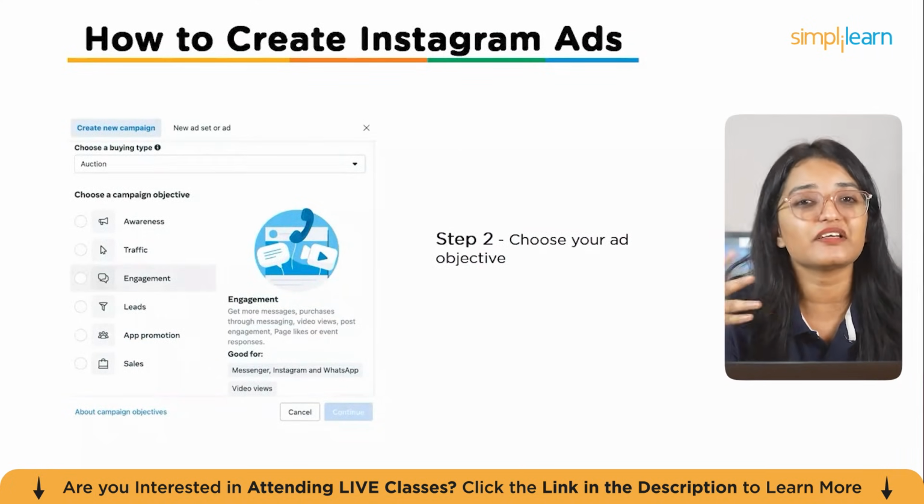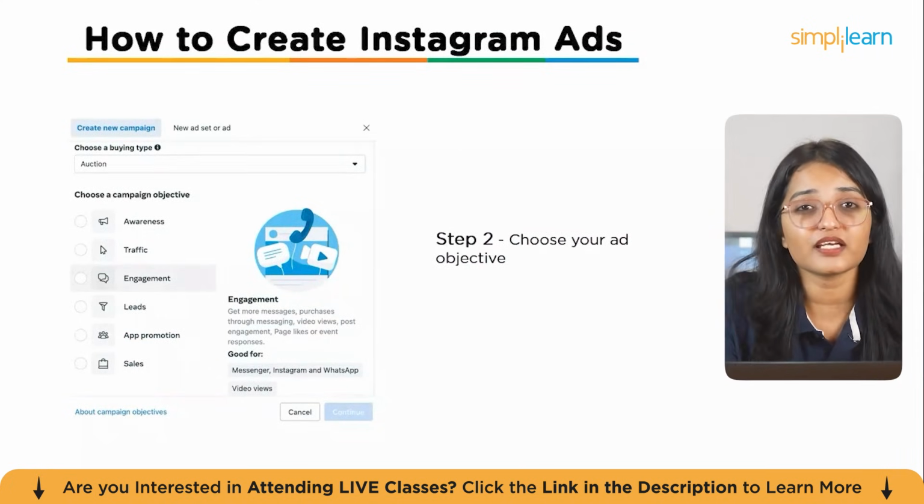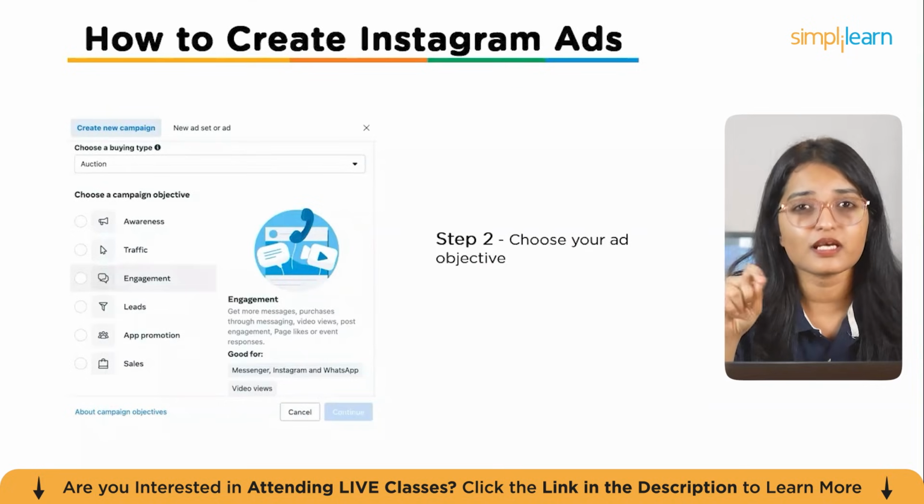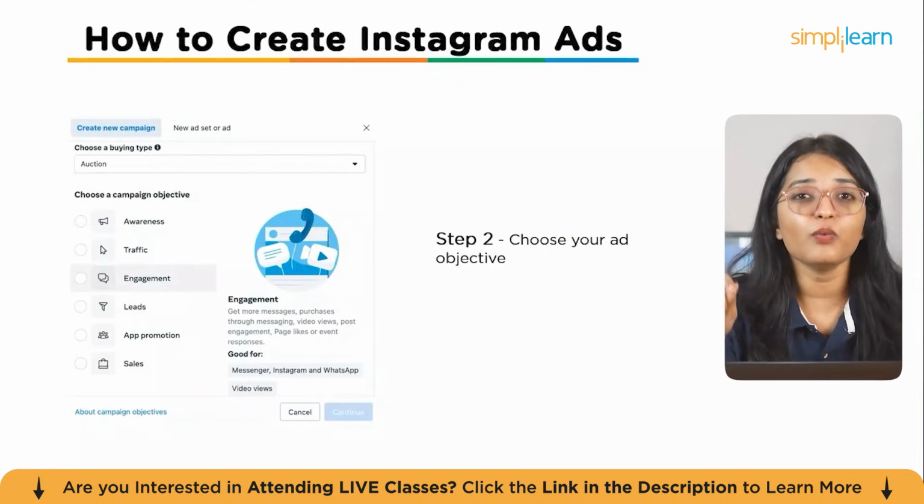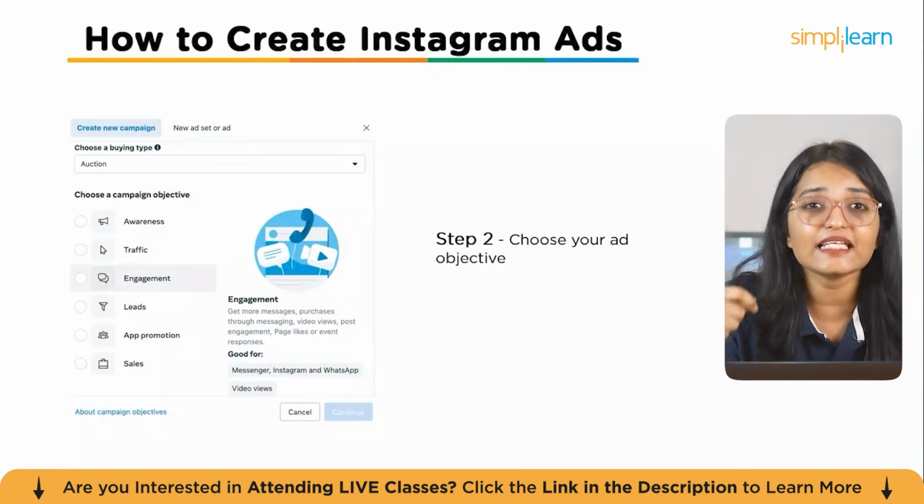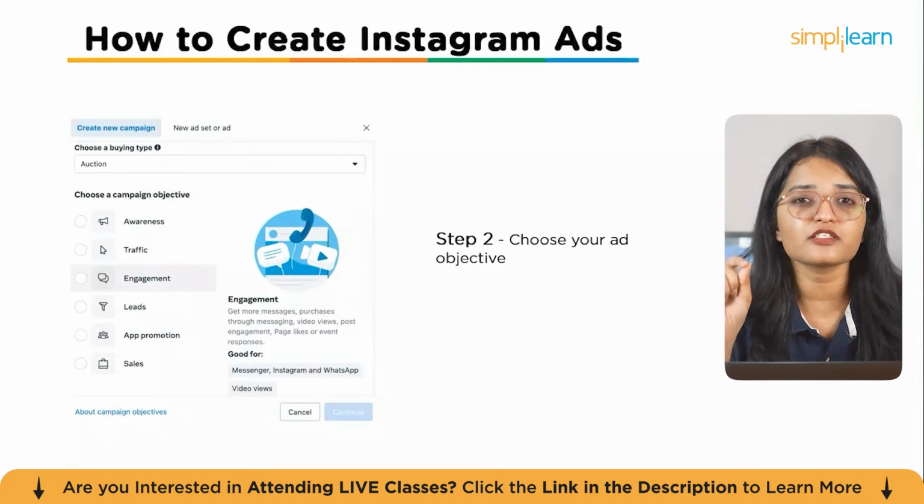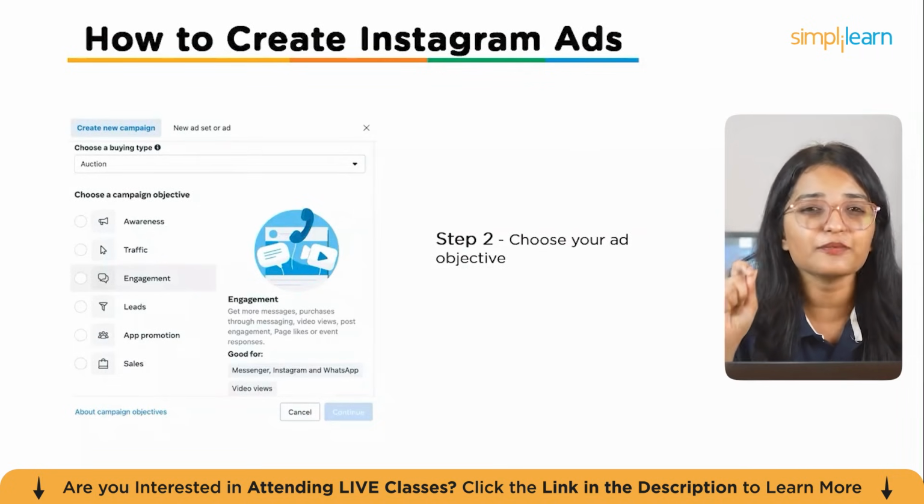Decide whether you want to increase website traffic, boost engagement, or generate leads by choosing an ad objective that's relevant to your business goals. Now, Meta gives you 6 options: awareness, traffic, engagement, leads, app promotion, and sales. Make sure to choose an objective that supports Instagram as an ad placement.